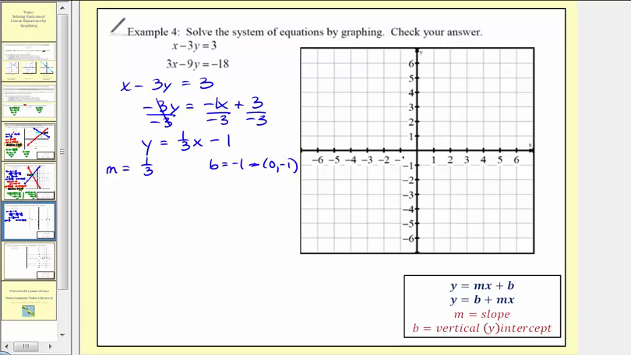So we'll plot the vertical intercept 0, negative 1 here. Because the slope is positive 1 over positive 3, we go up 1, right 3, up 1, right 3. If we wanted to find some more points, we can also write the slope as negative 1 over negative 3. In this form, we would go down 1 and left 3, down 1, left 3. And now we'll graph the first line.